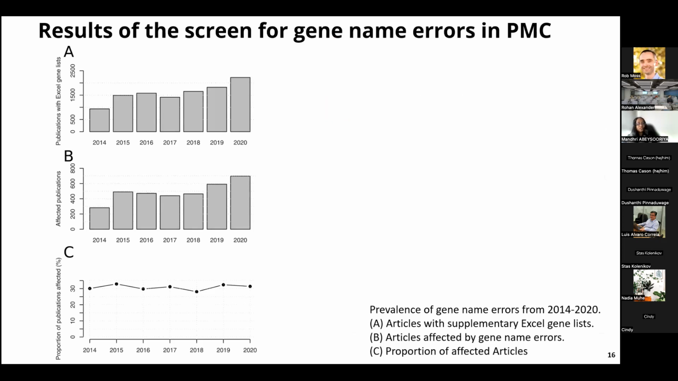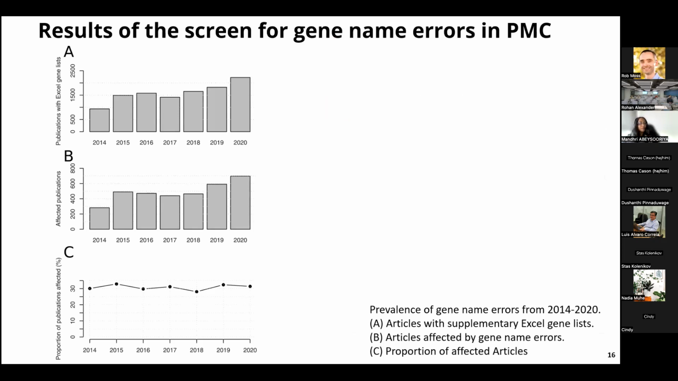Figure A shows the articles with supplementary Excel gene lists. Figure B shows the articles that have been affected by gene name errors. As you could see, there's a similar increasing pattern in figure A as well as in figure B.